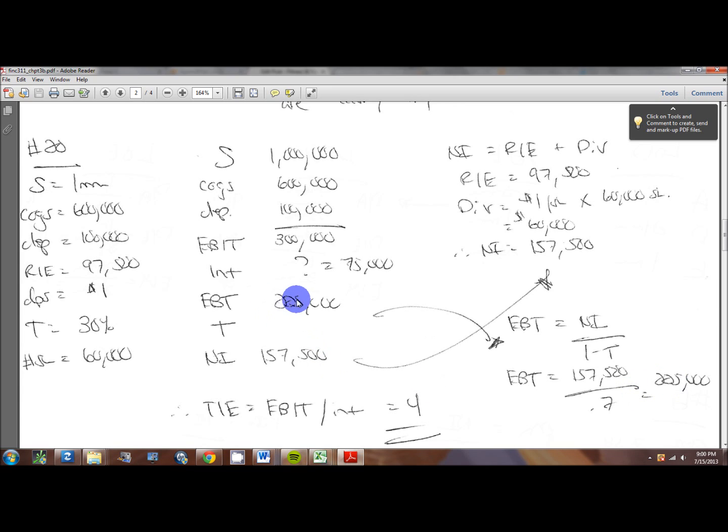Once you have the EBT of 225, and you know your EBIT was 300 that you found earlier in the problem, your interest expense simply has to be the difference between these two numbers. Then you plug it in here, you get your 4, and this is how to solve number 20 from chapter 3.